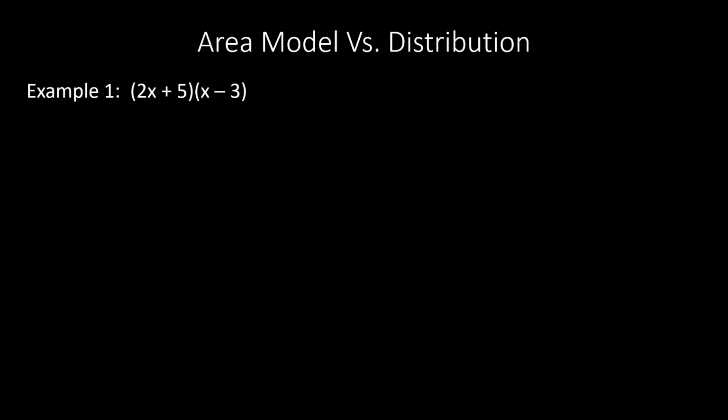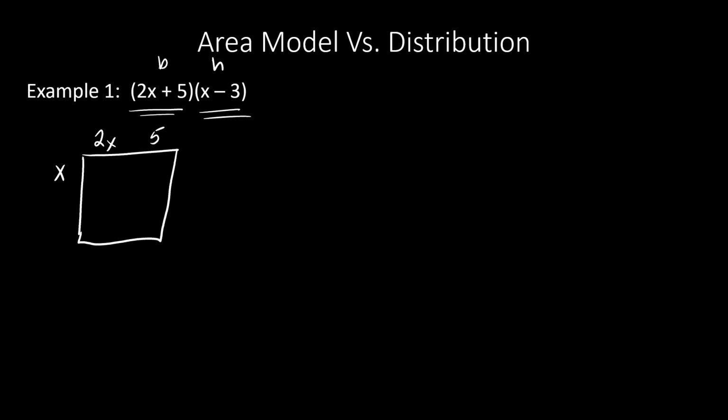So for this example right here, we have 2x plus 5 times x minus 3. On the area model, we picture each of these as being one of the dimensions of a rectangle. So we might have 2x plus 5 as the base, and we would put that up here as 2x plus 5. That essentially measures the length of the rectangle. And then the other one might be the height, so we would put x minus 3 as the dimension on the height. And what we're looking for now is the area.